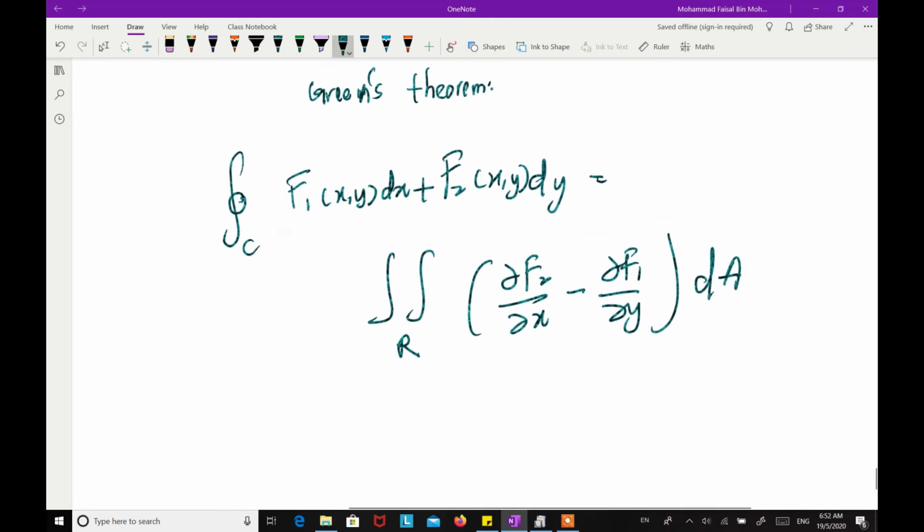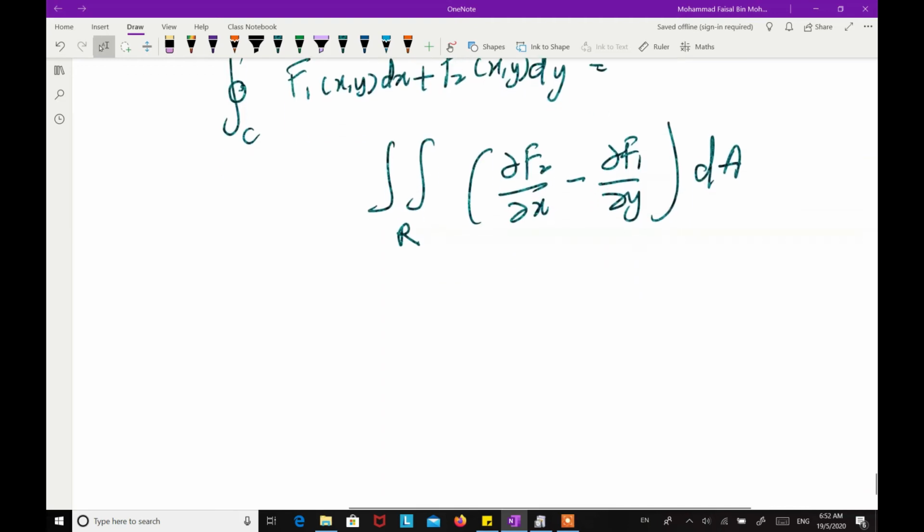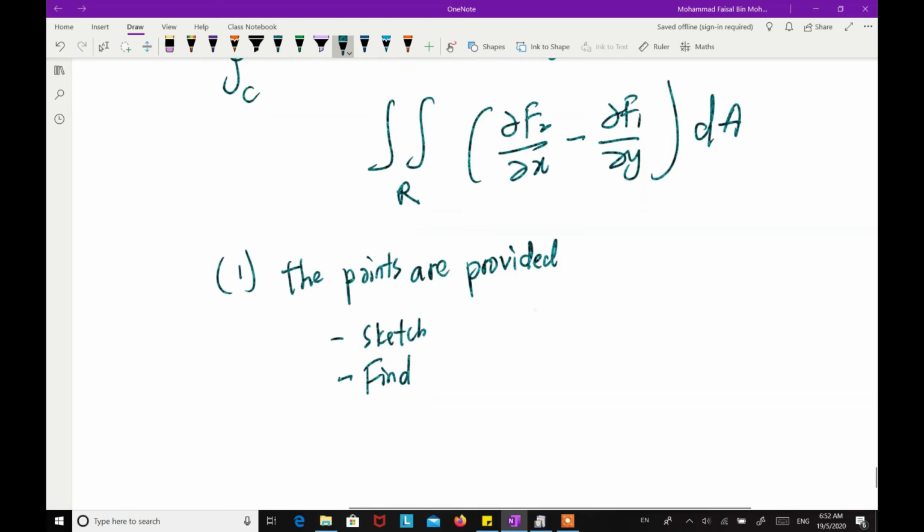So there are types of questions for Green's theorem. First, the points are provided, so you have to sketch using the given points. You have to find the equation of each curve, and then you have to set your limits for the double integral.